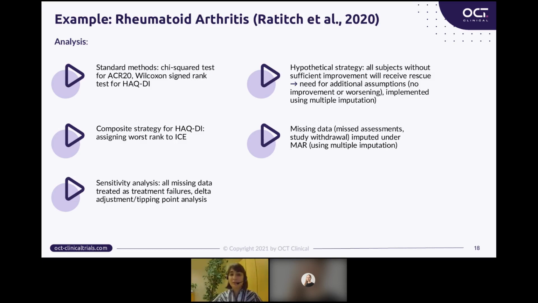The sensitivity to missing data can be investigated using a more extreme assumption, where all subjects with missing data are considered treatment failures. Another useful approach in order to investigate assumptions, as discussed before, is delta adjustment and tipping point analysis.